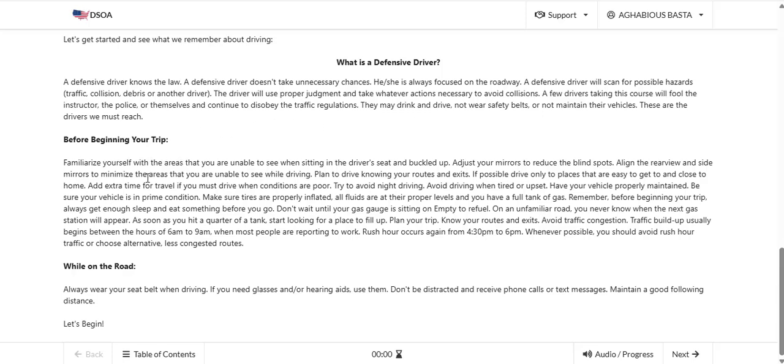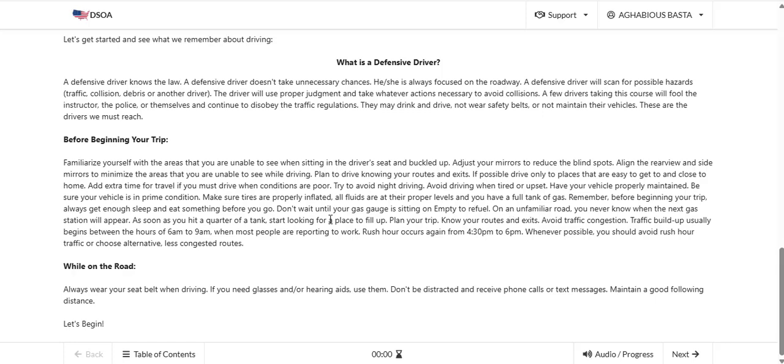Before beginning your trip, familiarize yourself with the areas that you are unable to see when sitting in the driver's seat and buckled up. Adjust your mirrors to reduce the blind spots. Align the rear view and side mirrors to minimize the areas that you are unable to see while driving. Plan to drive knowing your routes and exits. If possible, drive only to places that are easy to get to and close to home. Add extra time for travel if you must drive when conditions are poor. Try to avoid night driving. Avoid driving when tired or upset.